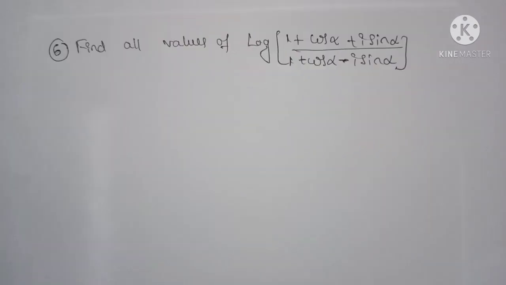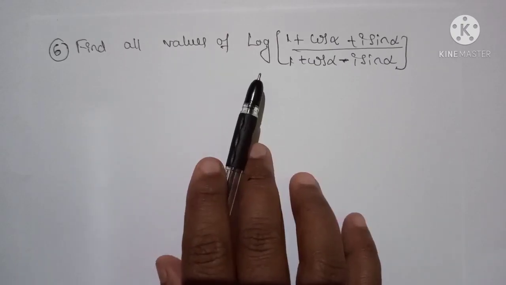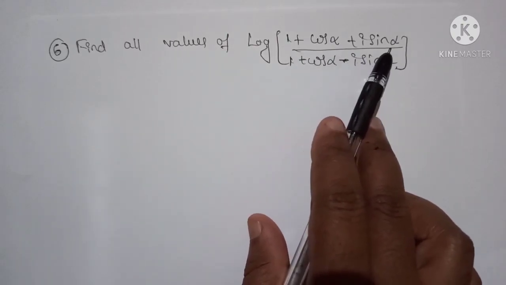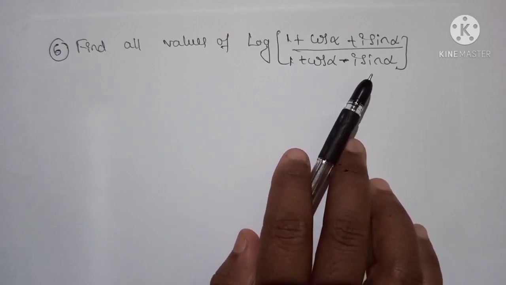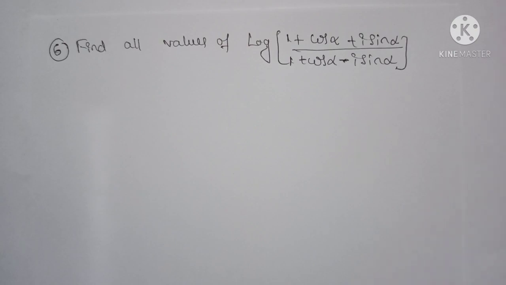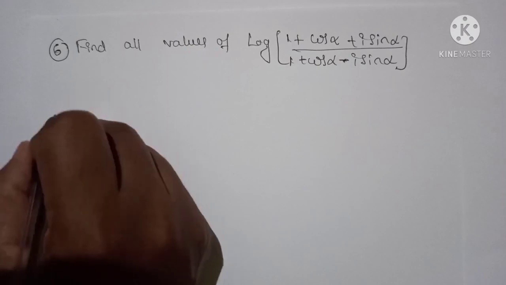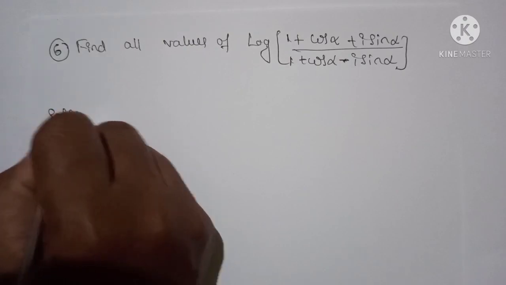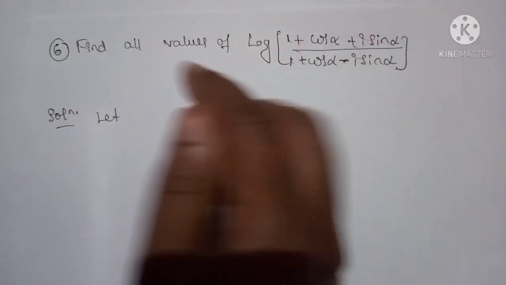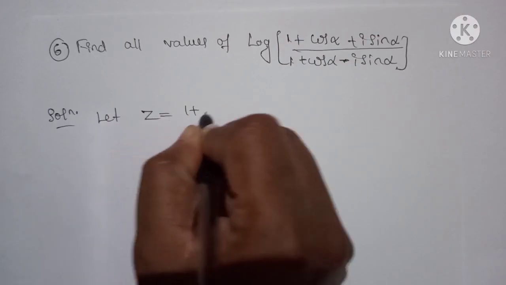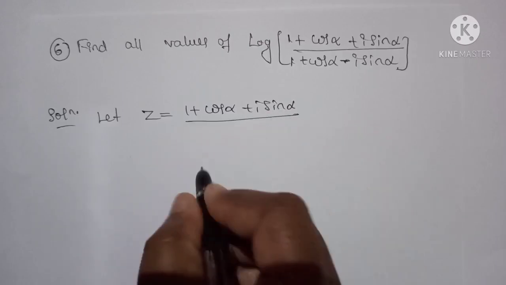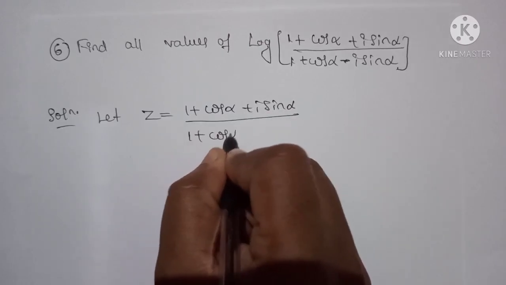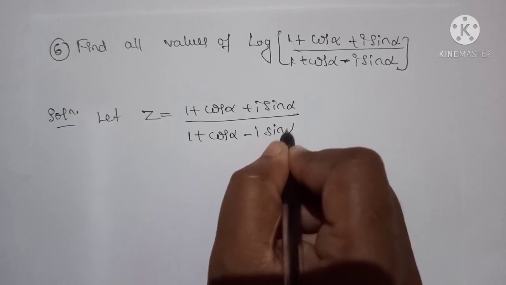Next problem: find all values of log of 1 plus cos alpha plus I sin alpha divided by 1 plus cos alpha minus I sin alpha. So here in this complex number, the real and imaginary parts are not separated. So first we separate the real and imaginary parts. Let us consider this complex number as z equals 1 plus cos alpha plus I sin alpha divided by 1 plus cos alpha minus I sin alpha.